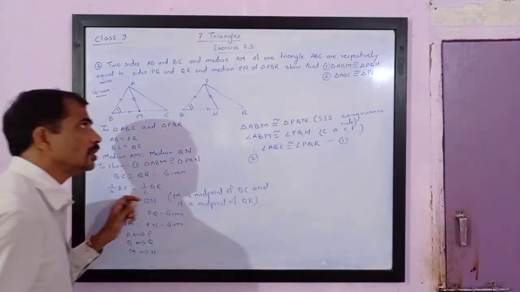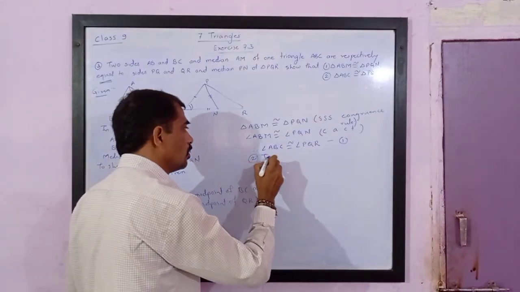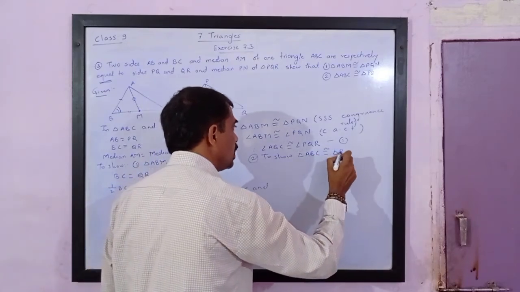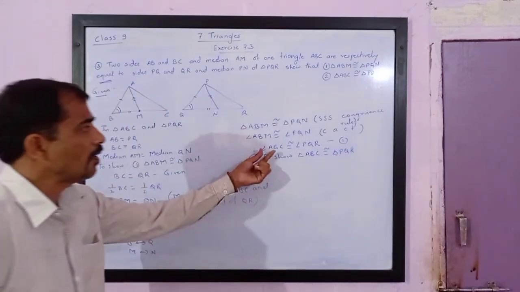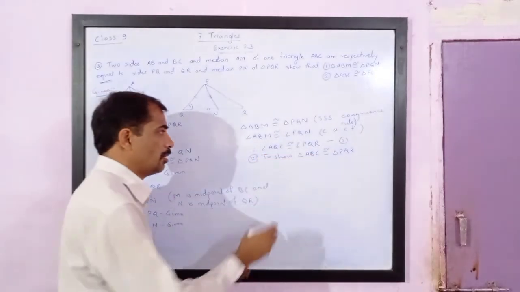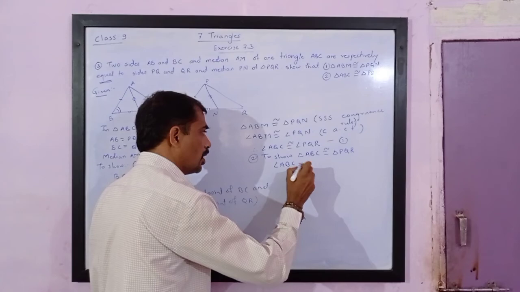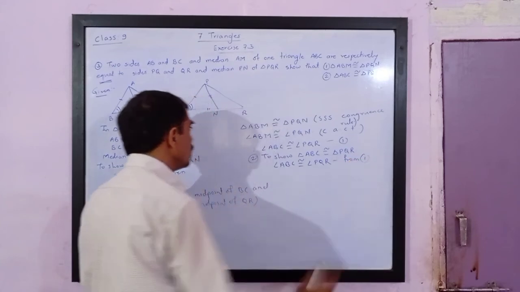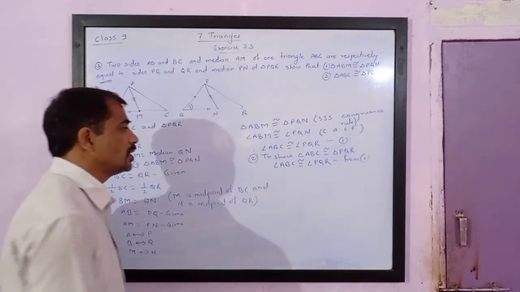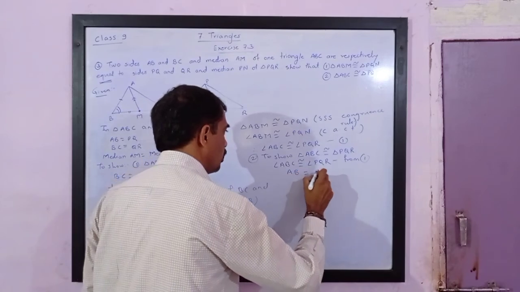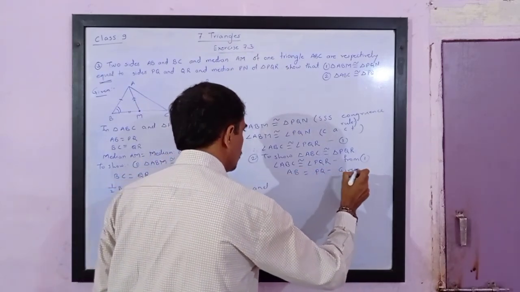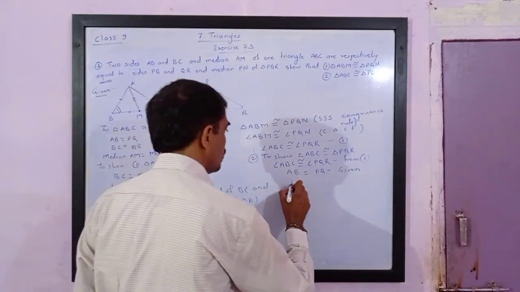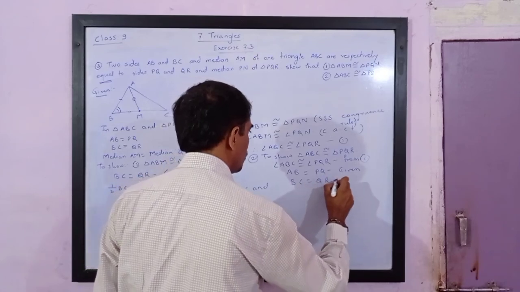Second part, we have to show triangle ABC is congruent to triangle PQR. For this, we have already shown angle ABC is congruent to angle PQR from 1. Then AB is equal to PQ. This is given to us. Then BC is equal to QR is also given to us.